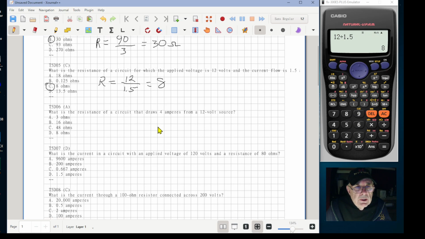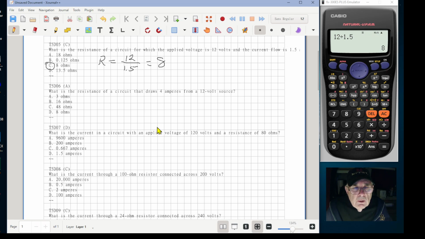What is the resistance of a circuit that draws 4 amps and 12 volts? Again, it's the same formula. They're wanting to know resistance, and that's equal to the voltage, 12, divided by the current, which is 4. Well, 12 divided by 4 is 3, so we're looking at a 3 ohm resistor.